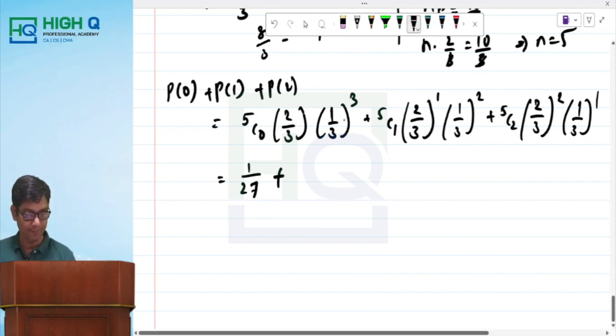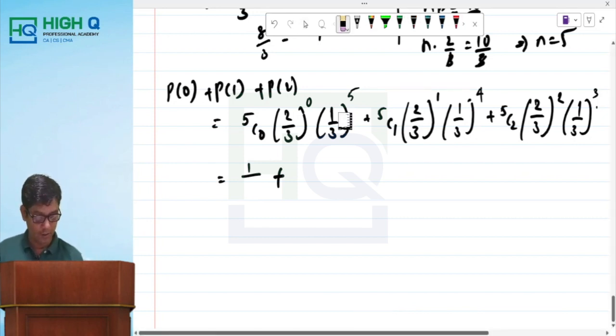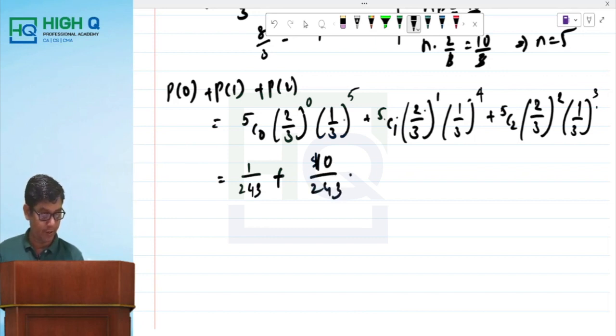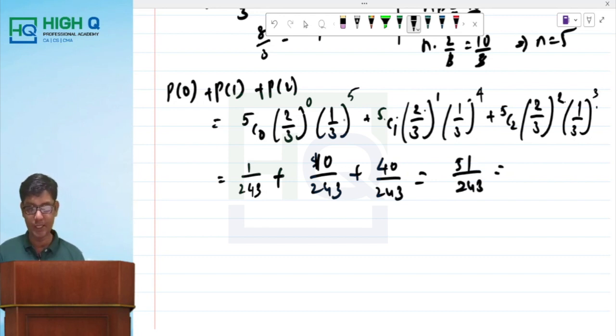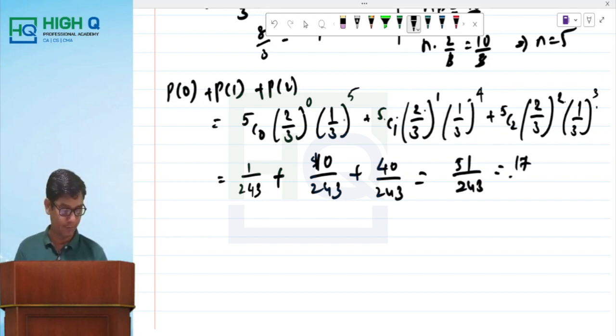Oh, 5. Why did I take 2 then 3 and all? Now is it right? Yes. 1 by 243. 5C1 is 5. 5 2s are 10. 10 by 243. 5C2 is 10. 10 4s are 40. 40 by 243. 51 by 243. Can you please tell me what is the answer? I am getting 17 by 81.